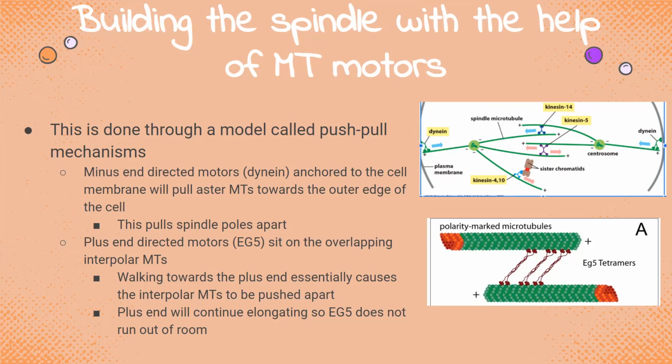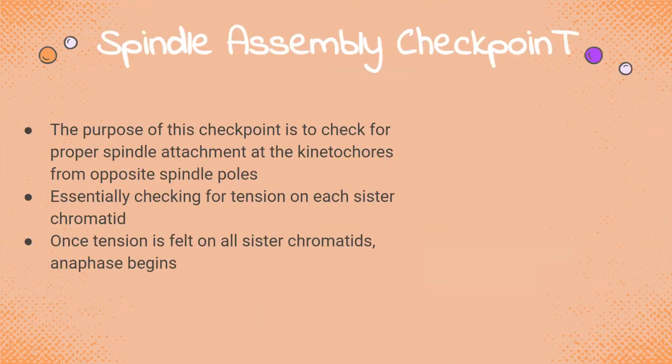All right, so the purpose of the spindle assembly checkpoint: arguably this is our most important checkpoint after maybe the restriction point. We want to make sure that we have proper attachment. This is our last chance before we make our daughter cells to make sure that they're getting the right amount of DNA and that we're not going to have an extra chromosome or a chromosome missing, or broken chromosomes, because a lot of those things could lead to cancer or cell death, and then you've wasted a lot of nutrients and energy on something that wasn't successful. So this is a really tightly regulated process.